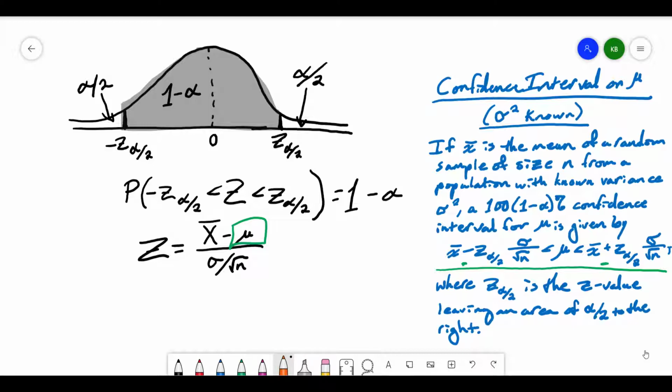So this looks like a lot of variables being thrown around, but what's going to happen is you're going to be able to find your z sub alpha divided by 2 using the table that we used for the normal distribution. The sample size is going to be given to you, so you'll know n. The variance is known and will be given to you, so you'll just be taking the square root of the given variance to find the standard deviation here. And then all that's left is the mean of the sample that you're working with, right there.